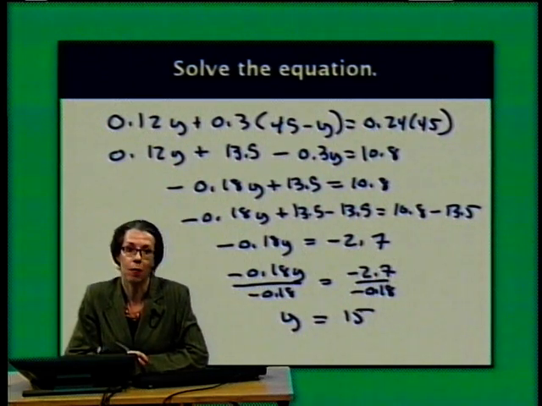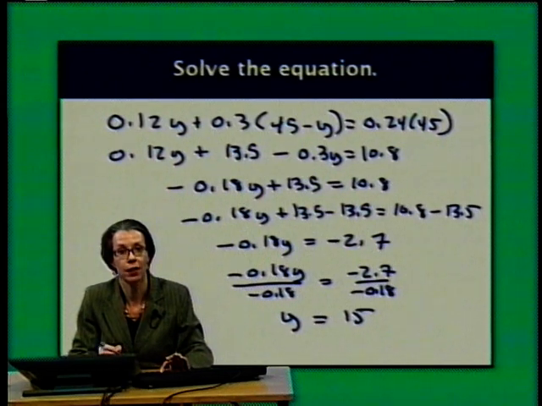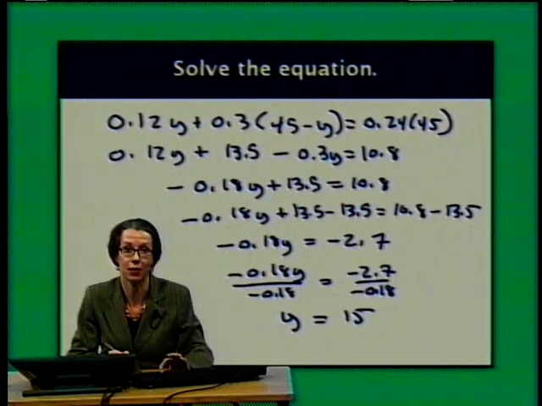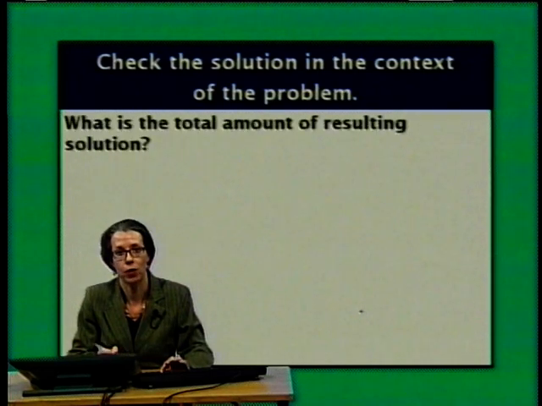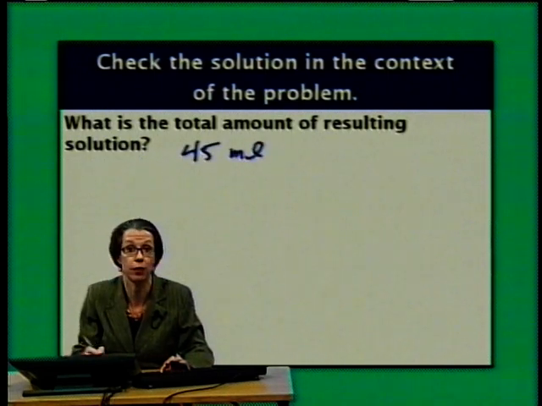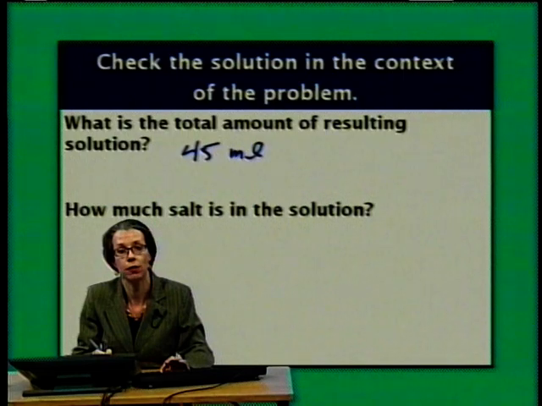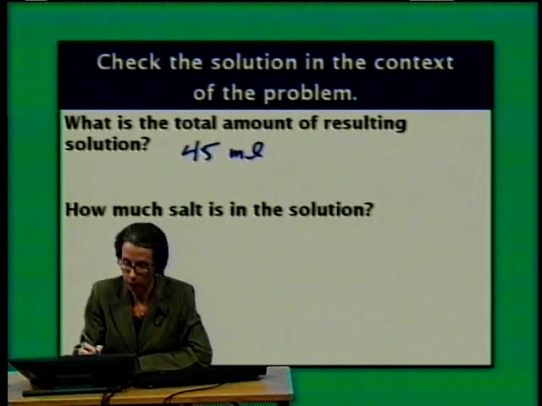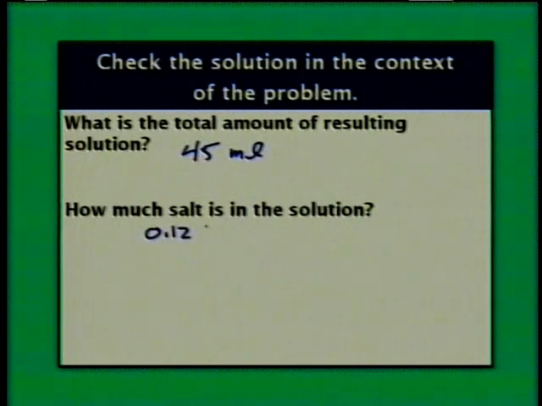So what does this mean? Marcus needs 15 milliliters of the 12% solution, which he's going to end up mixing with 30 milliliters of the 30% solution. Let's check to make sure we end up with a 24% solution. So we're going to ask, what is the total amount of resulting solution? Well, we know that already. We were told it had to be 45 milliliters. And we need to figure out how much salt is in the solution. So I'm going to calculate 12% of the 15 milliliters plus 30% of the 30 milliliters to figure out the total amount of salt in the solution.